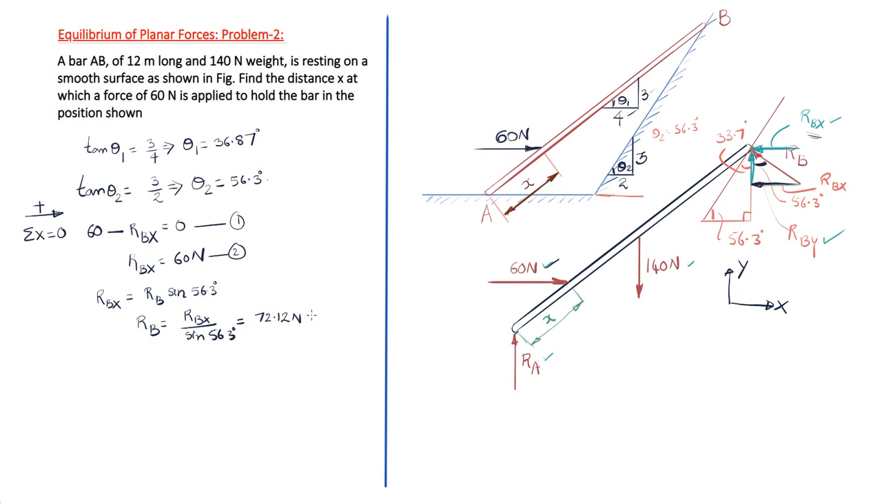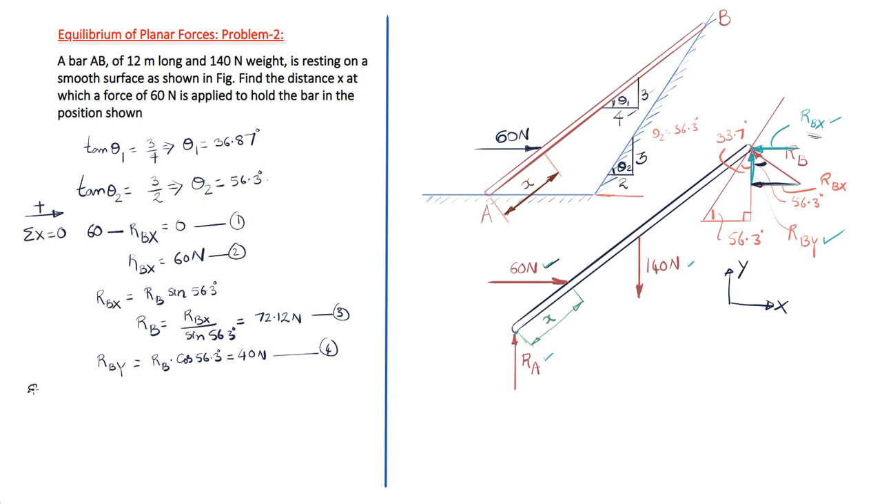Now from this you can find out RBY, because RBY is needed when we apply the moment summation. So RBY is this one, and it is adjacent to the angle theta, that is 56.3. So that will be RB cos 56.3 degrees, and accordingly RBY we can calculate as 40 Newton. Now let us consider the moments about point A.